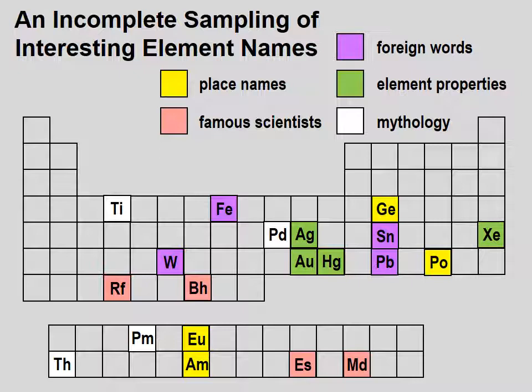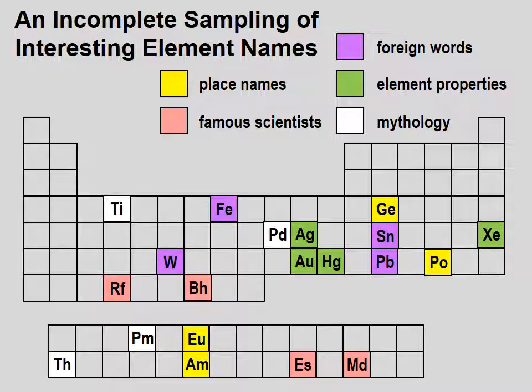The elements colored in pink are named after famous scientists. On the left, Rf is Rutherfordium, named after Ernest Rutherford, who did the gold leaf experiment. To the right of that, Bh is Bohrium, named after Niels Bohr, who worked on the Bohr model of the atom and also contributed a lot to quantum mechanics. At the bottom, we have Einsteinium, named after, of course, Albert Einstein, and to the right of that, Md, Mendelevium, which is named after Dmitri Mendeleev, who is credited with devising the first periodic table.